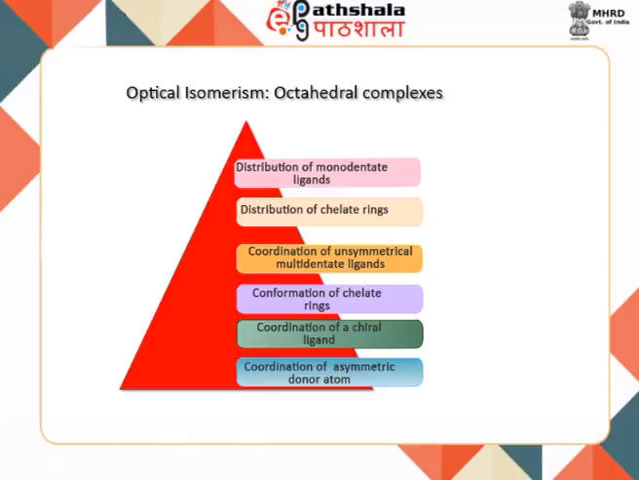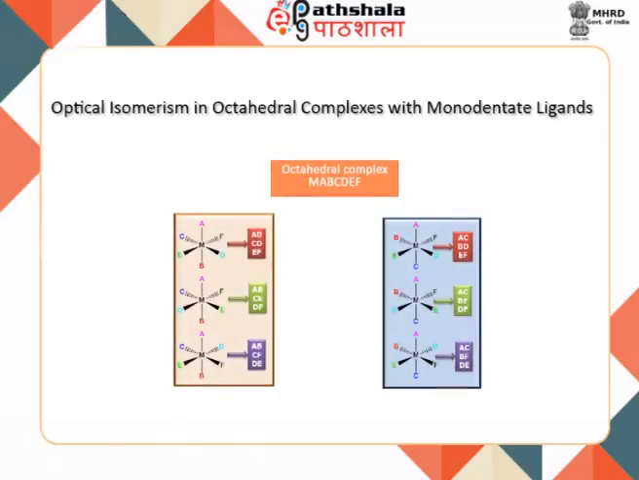These are the distribution of monodentate ligands about the central metal, the distribution of chelate rings about the central metal, the coordination of unsymmetrical multidentate ligands, the conformation of chelate rings, the coordination of a chiral ligand, and the coordination of a donor atom that is asymmetric. Let us first discuss optical isomerism from ligand distribution and unsymmetrical ligands.